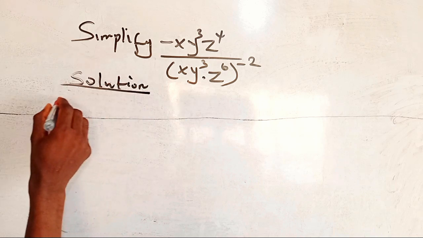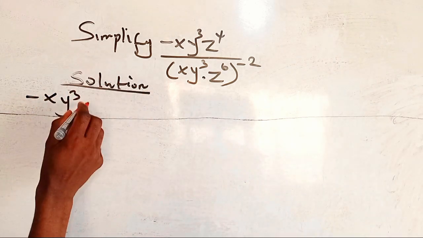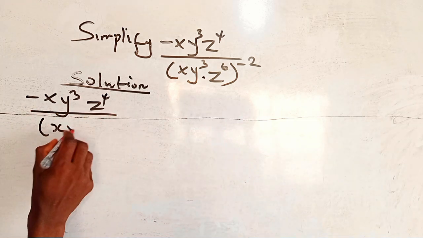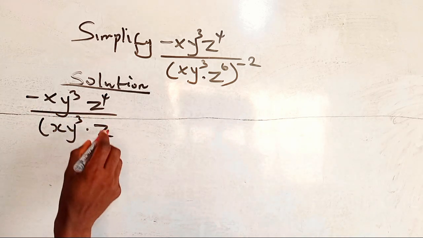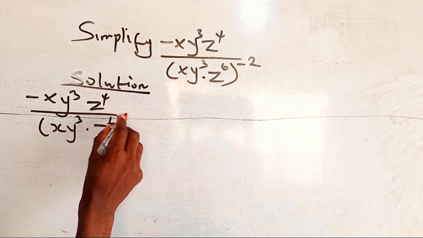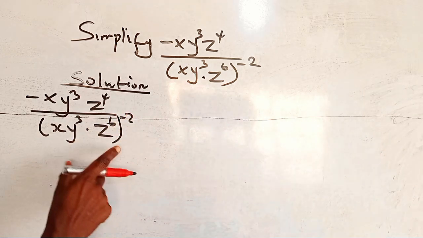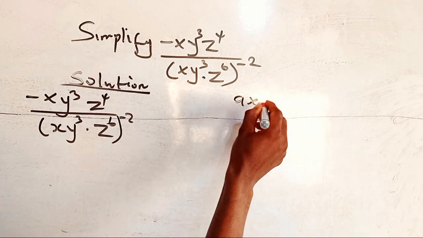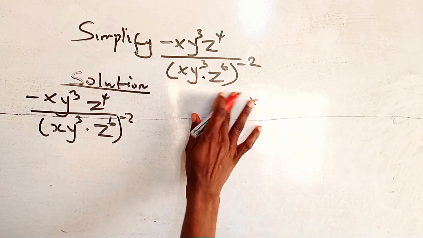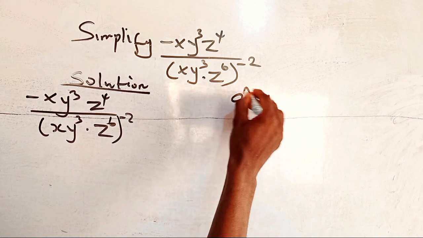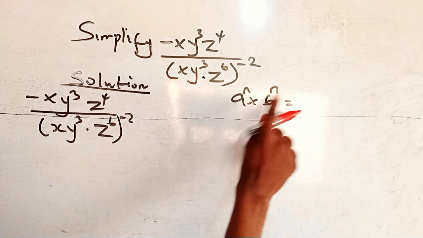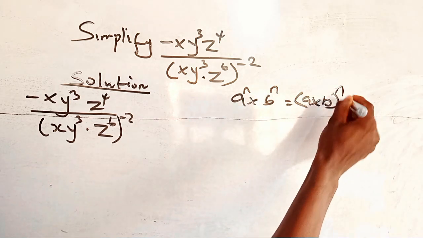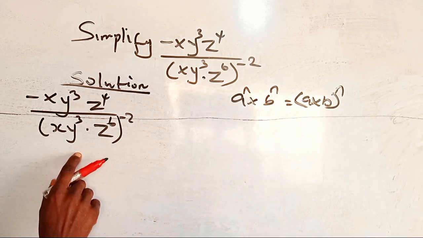So here we have minus x y raised to the power 3 times z raised to the power 4 over x y raised to the power 3 times z raised to the power 6, all to the power minus 2. Let us recall one of the laws of indices: when we are multiplying different bases with the same exponent, we multiply the bases and pick one of the exponents. Let us apply this to the denominator.